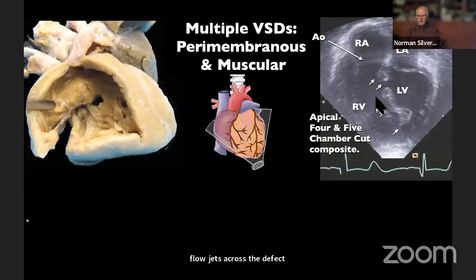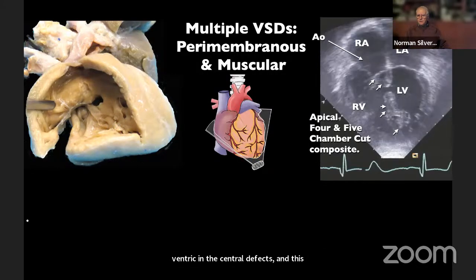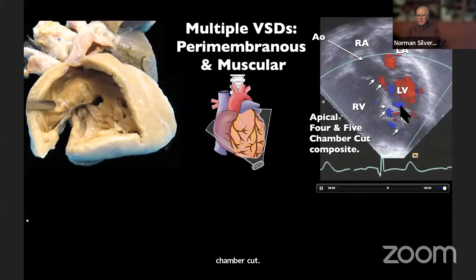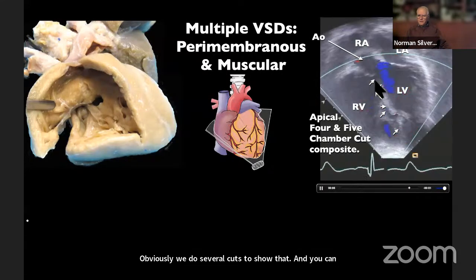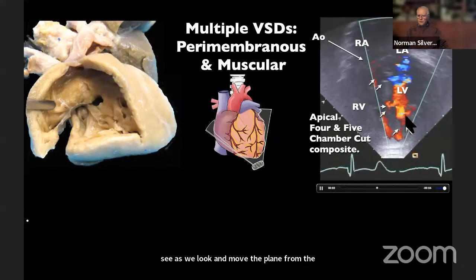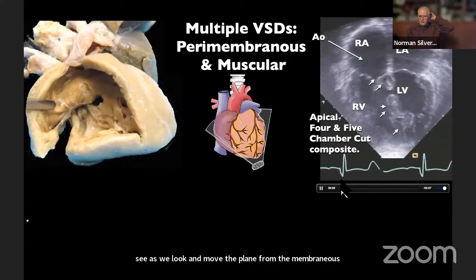And here's one with a perimembranous defect and associated muscular ventricular septal defects. Perimembranous VSD and associated muscular ventricular septal defects. And this is a 4-chamber cut. Obviously, we would do several cuts to show that. And you can see as we look and move the plane from the membranous VSD down towards the muscle, you can see all of the defects in the muscle of this ventricular septal defect as well.